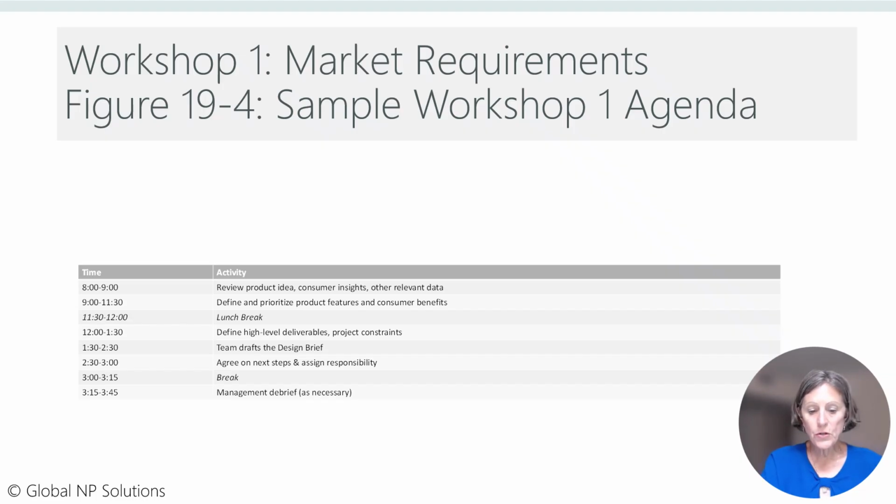The chief engineer will serve as a tiebreaker on any decisions during the session, while the program manager will document follow-ups and action items. Project-specific SMEs might include safety, reliability, or environmental specialists depending upon the scope of the project. Sometimes outbound marketing and participants from legal or regulatory are also included at this phase. An example agenda for Workshop 1 is shown in Figure 19-4 on the screen.